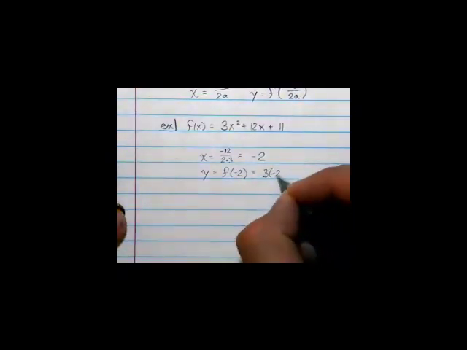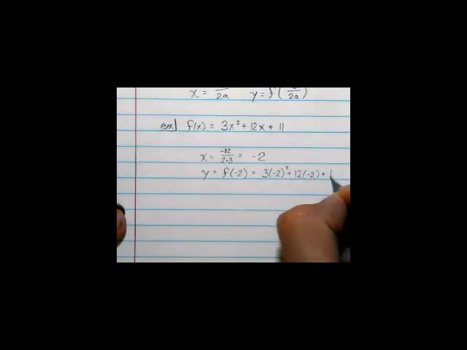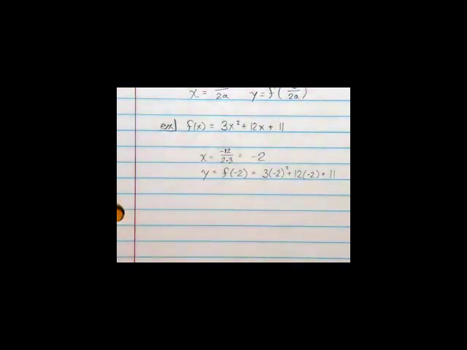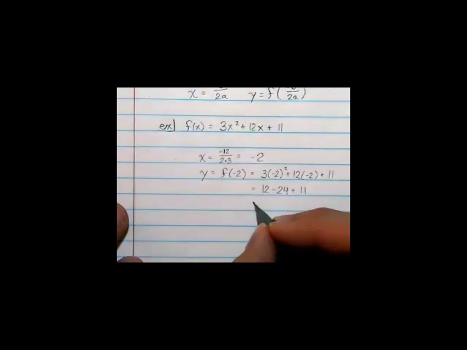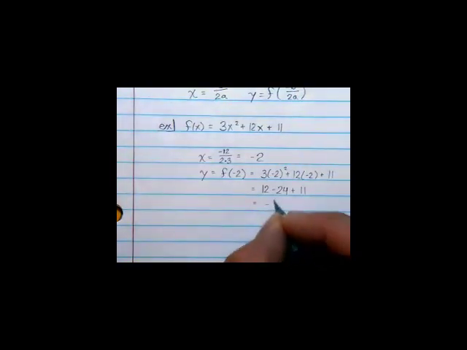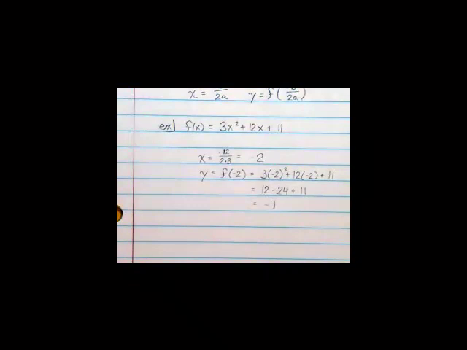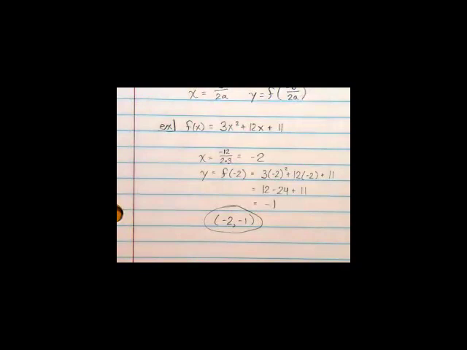So 3 times negative 2 squared plus 12 times negative 2 plus 11. So just plug it in. And this is going to be 3 times 4, that's 12, minus 24, plus 11. So that would be negative 12 plus 11, negative 1. And look at that. X is negative 2, y is negative 1. So our vertex is the point negative 2, negative 1, just like we found before.